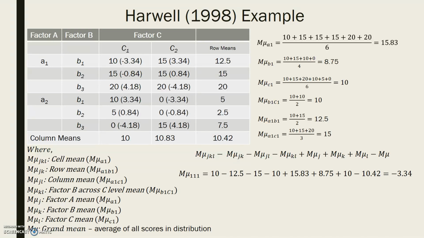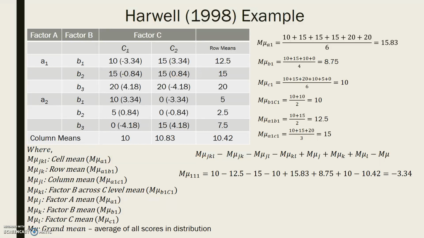As another example, Harwell provides us a more in-depth elaboration of this, how it might look for a 2 by 3 by 2 design. In this case, for factor A, we had 2 levels. For factor B, we had 3 levels. And for factor C, we also had 2 levels. The values outside of the parentheses are the actual cell means. And then if we look at the last, I have row means labeled.